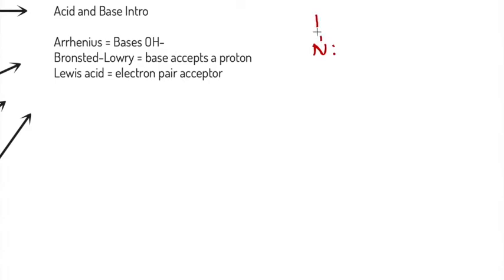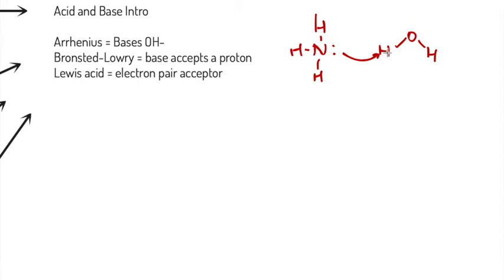In the case of ammonia, we have 3 hydrogens surrounding a nitrogen and a lone pair of electrons. This lone pair of electrons is able to reach out and grab onto that hydrogen. When this occurs, this here is considered a base, according to Bronsted-Lowry, because it accepts this proton. The fact that it reaches out and grabs onto the proton using its electrons doesn't matter here. We're looking at it as accepting a proton.